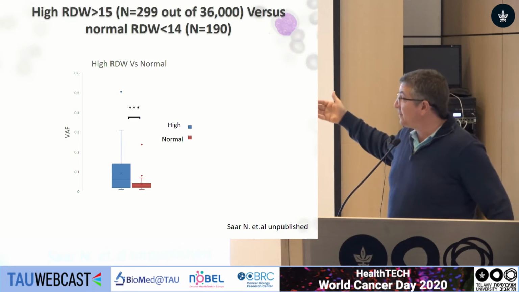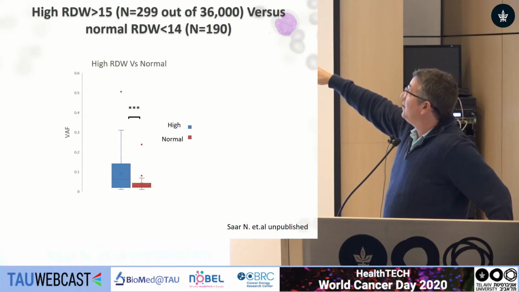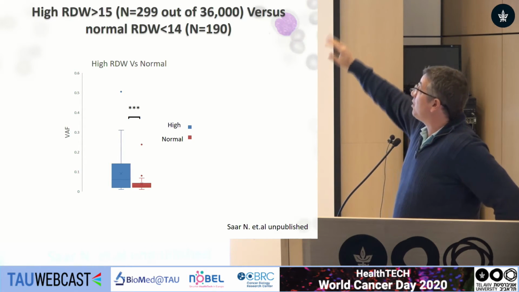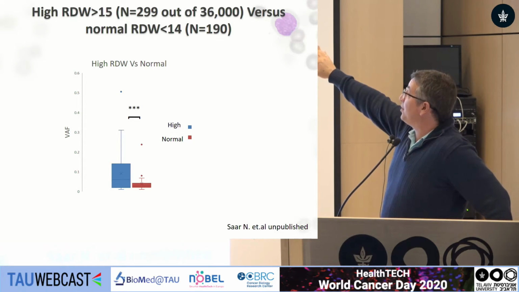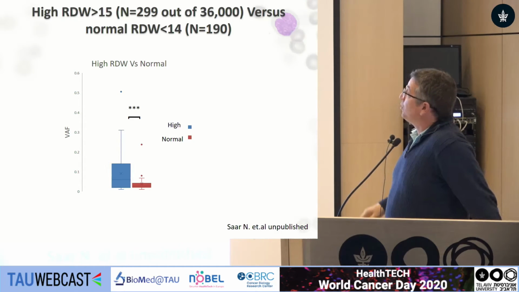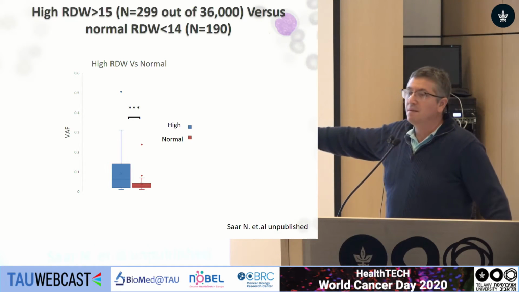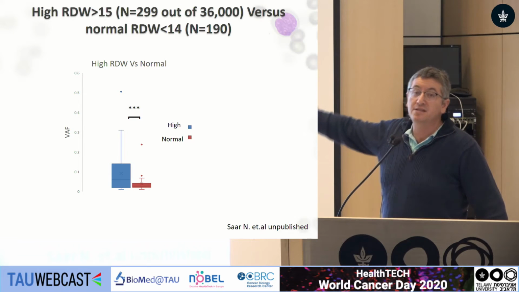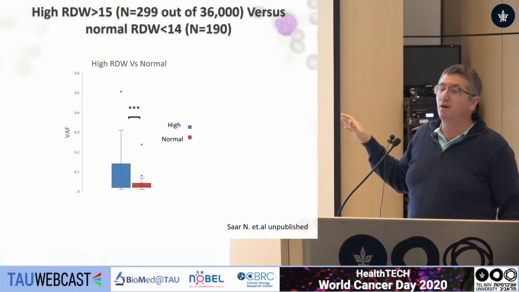Then we went prospectively and looked for individuals who have increased RDW above 15 in a cohort from Ichilov. We looked for 300 people with increased RDW out of 36,000 healthy individuals that all they had was increased RDW. And then we looked at normal people with normal RDW. And we found that in the increased RDW, there was much bigger variant allele frequency. And this is now prospectively in a healthy cohort of people who never developed AML.